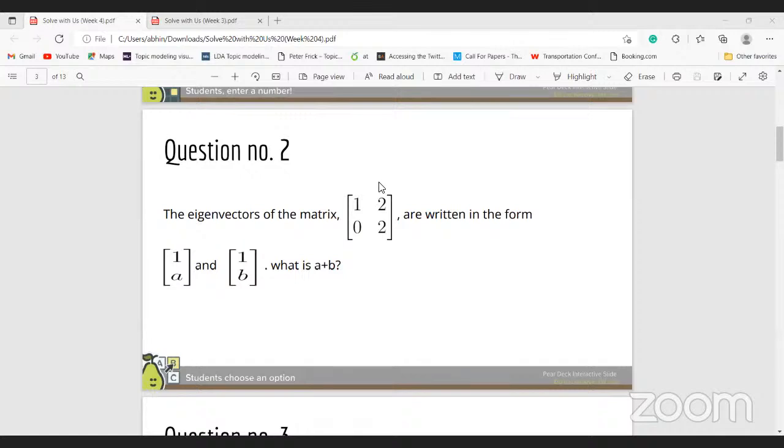Sir, why did we divide by 2? Just to bring it to the form 1a, 1b, because it is mentioned in the question. Your first element should be 1 in the eigenvectors. Okay, got it. Thank you. So can we move to the next?